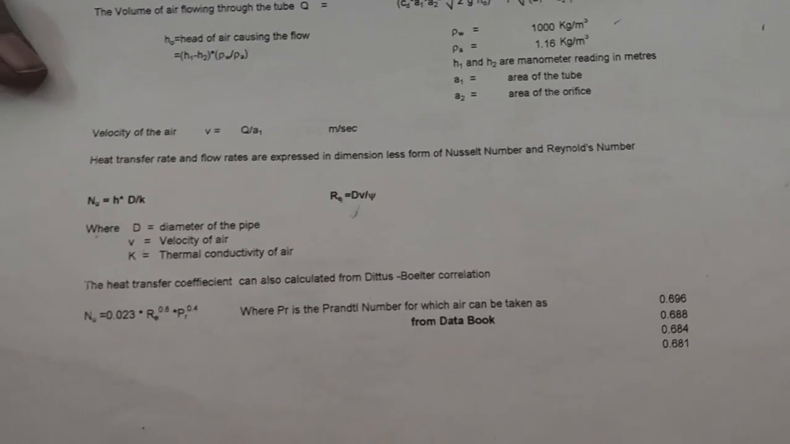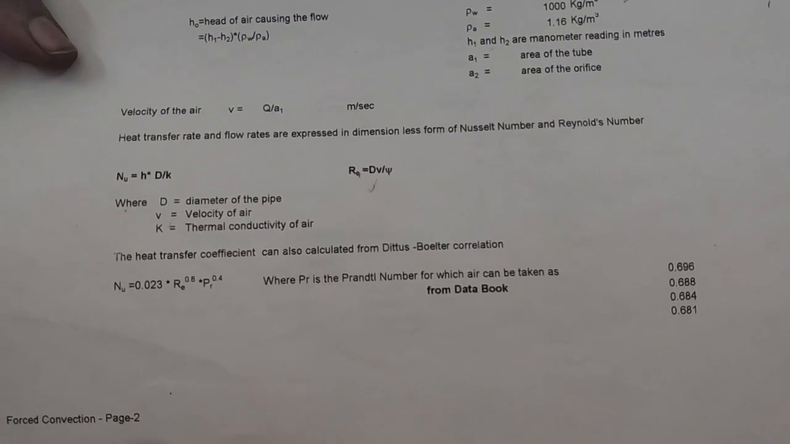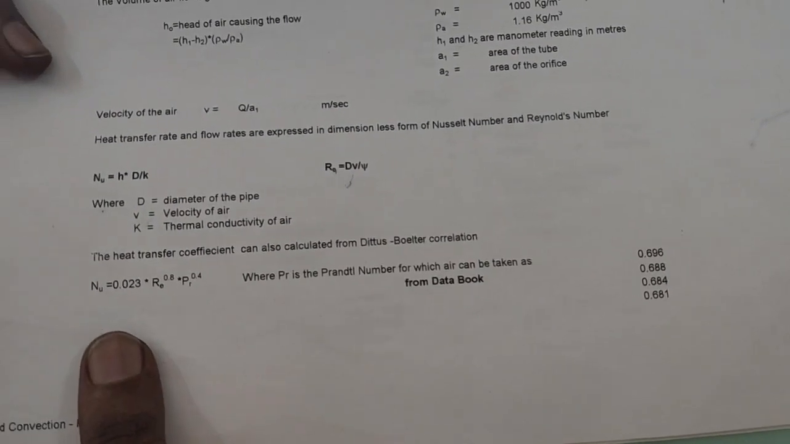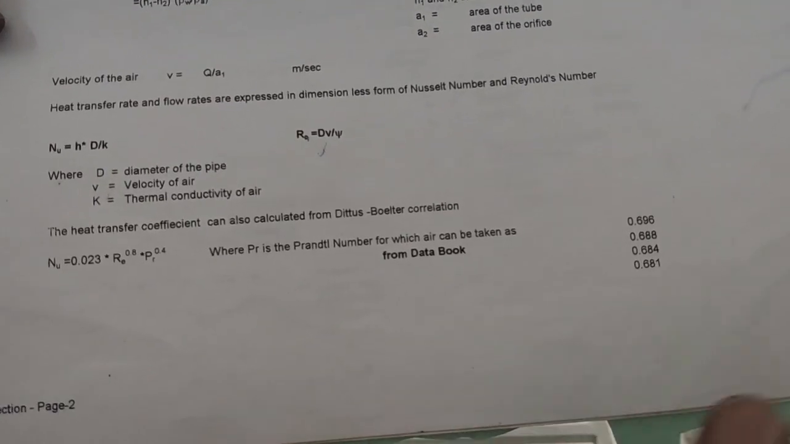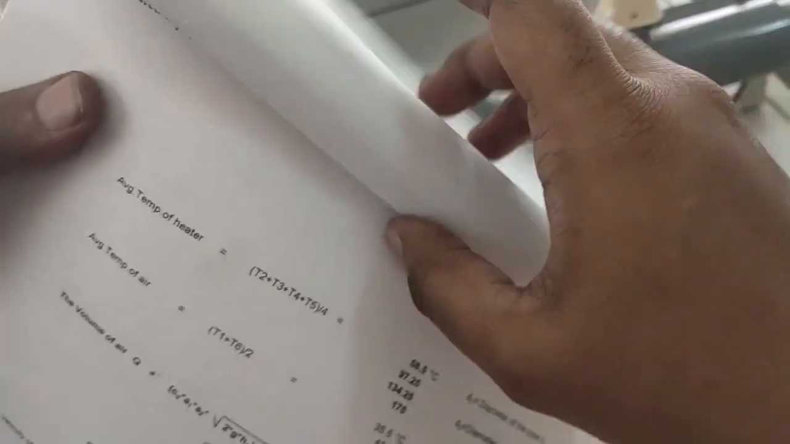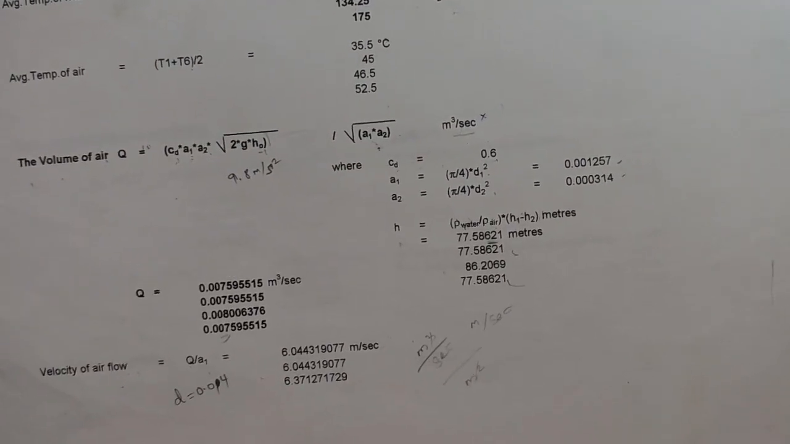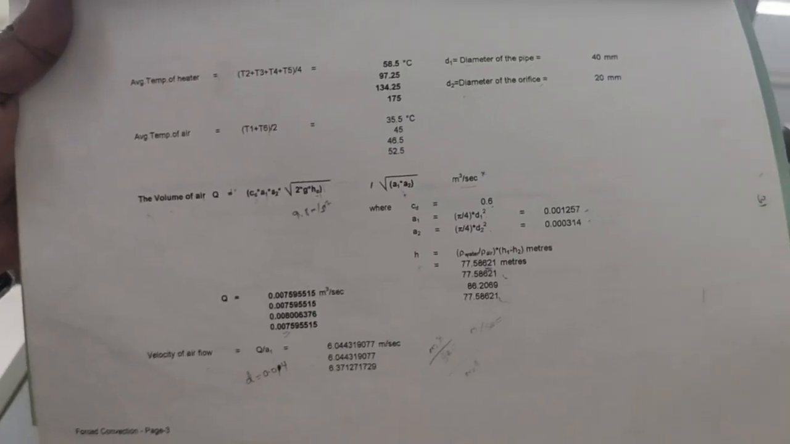After this you can calculate the Nusselt number, that is hD divided by K, where D is the diameter of the pipe, V is the velocity of air, K is the thermal conductivity of air. The Nusselt number equation can be taken from your data book, that is 0.03, Reynolds number power 0.8, Prandtl number power 0.4. This equation you can get from the heat and mass transfer data book. The average temperature of heater is T2, T3, T4, T5 divided by 4. The average temperature of air is T1 plus T6 divided by 2.